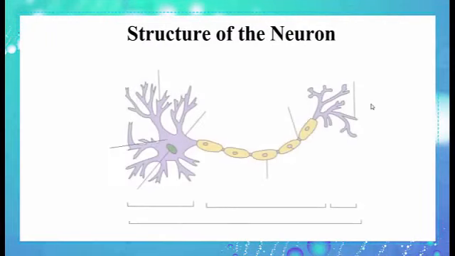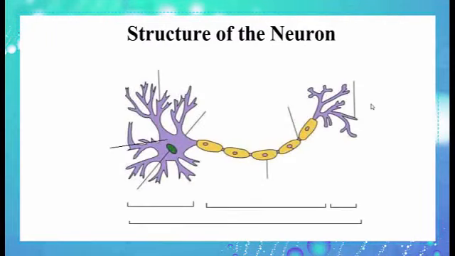Now we have to start with the structure of a neuron or a nerve cell. It's a neuron or a nerve cell. We have to label it. Let's start. The green circle in the middle of the cell is the nucleus. This is the cytoplasm. This is the cell membrane. This part that has the nucleus inside is called the cell body or soma. So the part containing the nucleus, which is this purple part, is called the soma or cell body.